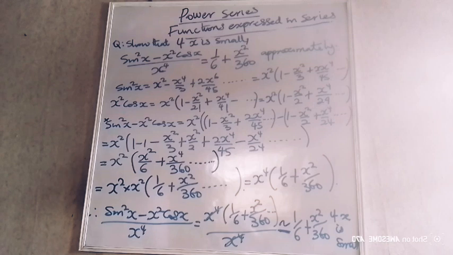So at the end of the day, we have approximately 1 over 6 plus x squared over 360, since x is very small. So the other terms will not really have much role to play, because of the power of x. X is small. So by the time the power is increasing, the value of x will be getting insignificant.